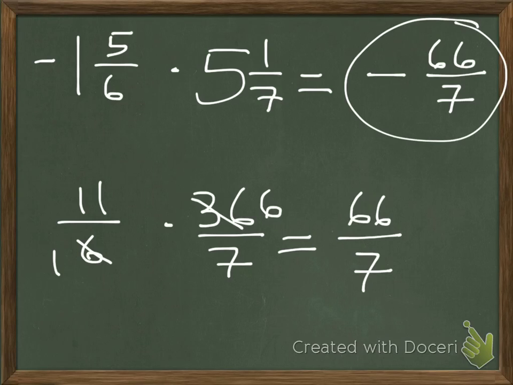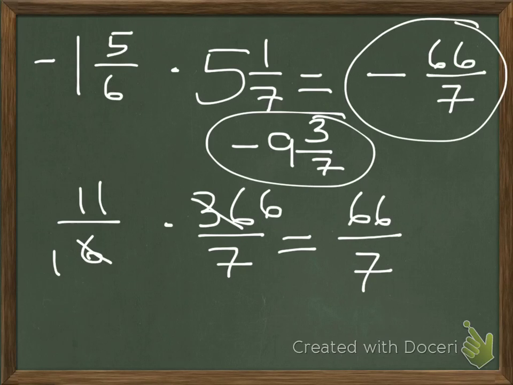And again, you can make this into a mixed number if you'd like. You do that by seeing how many times the 7 goes into 66, which is 9. So I have negative 9 as my whole number. And then there is 3 left over, because 9 times 7 is 63. So then I'd have a 3 as my numerator, and 7 stays as my denominator. So either one of these would work.